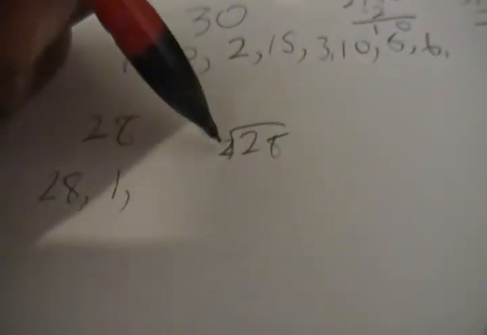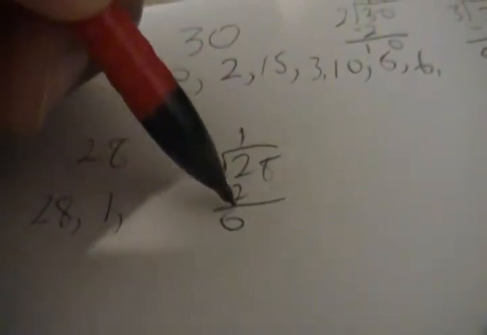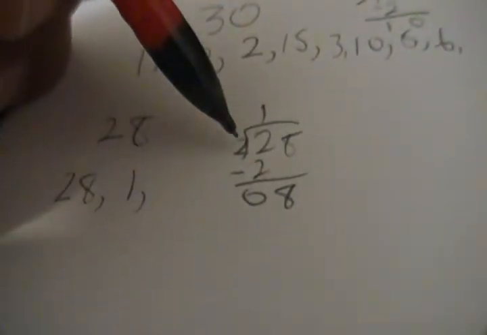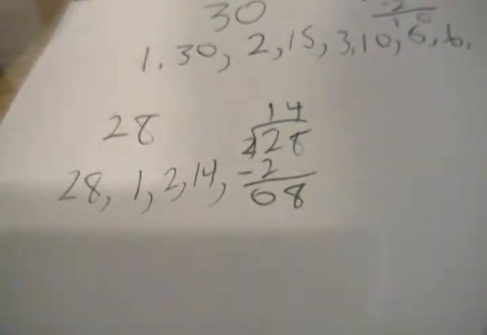What about 2? Let's keep going up. So is 2 a factor? So let's try 28 divided by 2. Okay, so 2 goes into 2 once, 0, bring down the 8, and then 2 goes into 8, 4, yes. So we have 2 and 14.